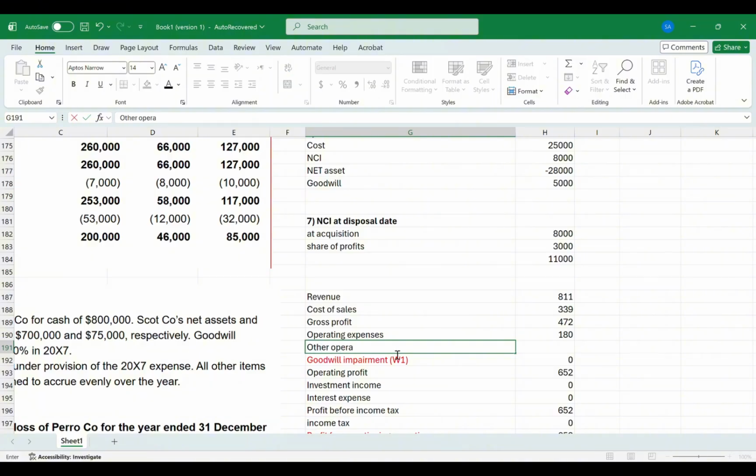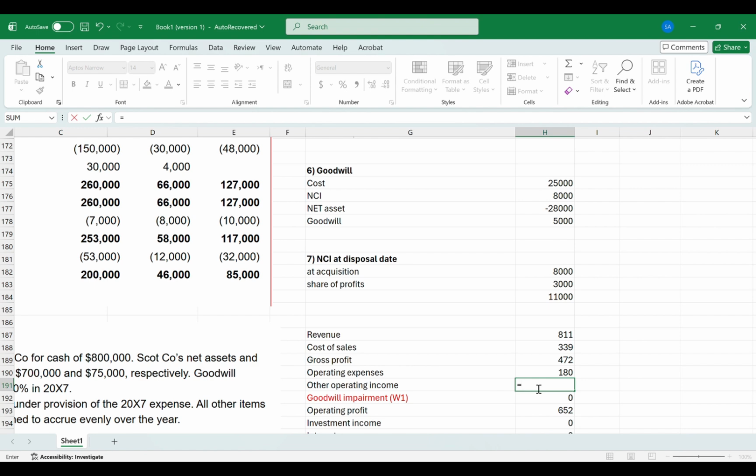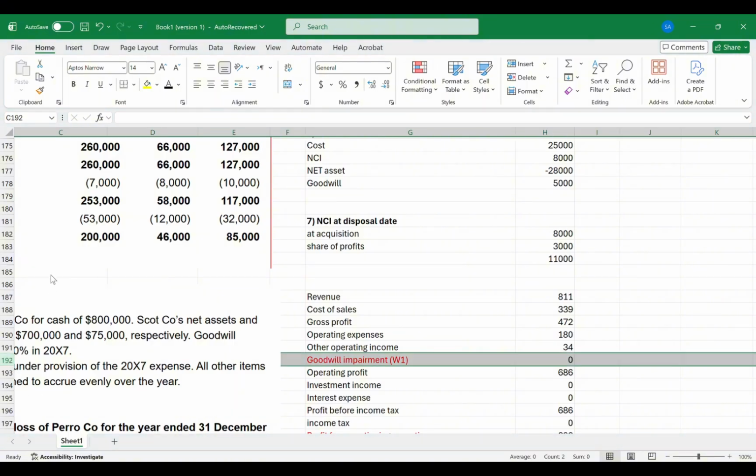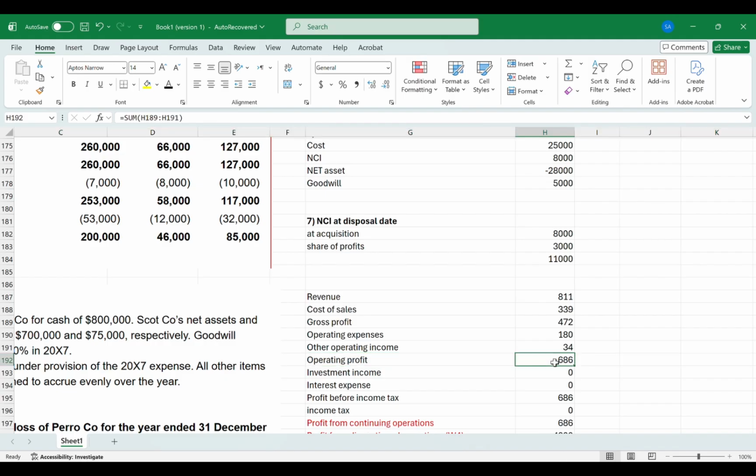Other operating income, which is 30 and 4, is 34,000. Goodwill impairment I will not be writing here. So the operating profit would be this minus operating expenses plus other operating income, 326,000.